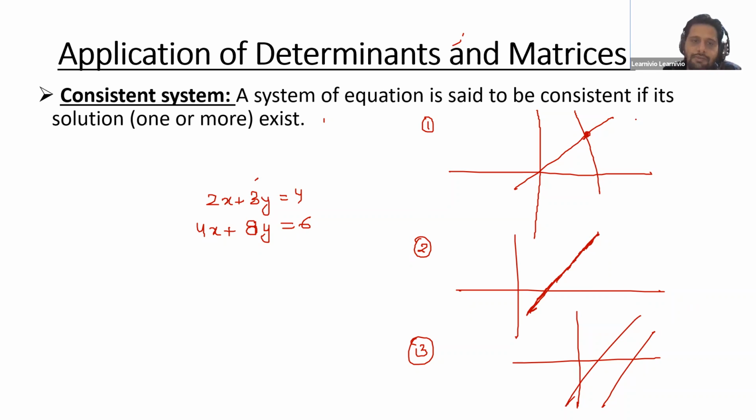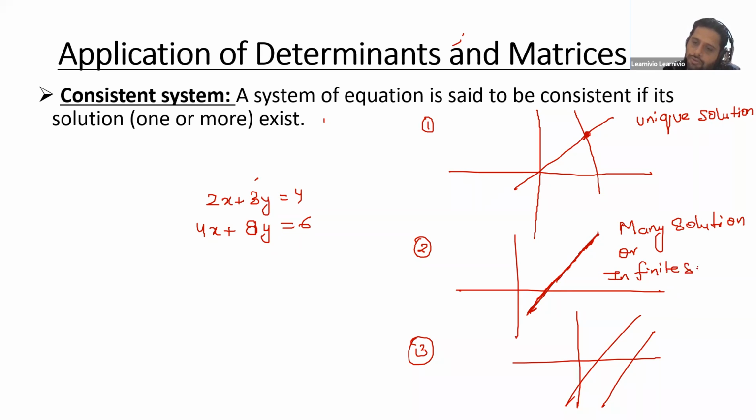So for the first case, we say we have a unique solution. Unique solution means only a single solution exists. So the point of intersection will give us a unique solution. In the second case, as both the lines overlap, we have infinite solutions, or we can say many solutions. So we have these two cases, unique solution and many or infinite solutions.